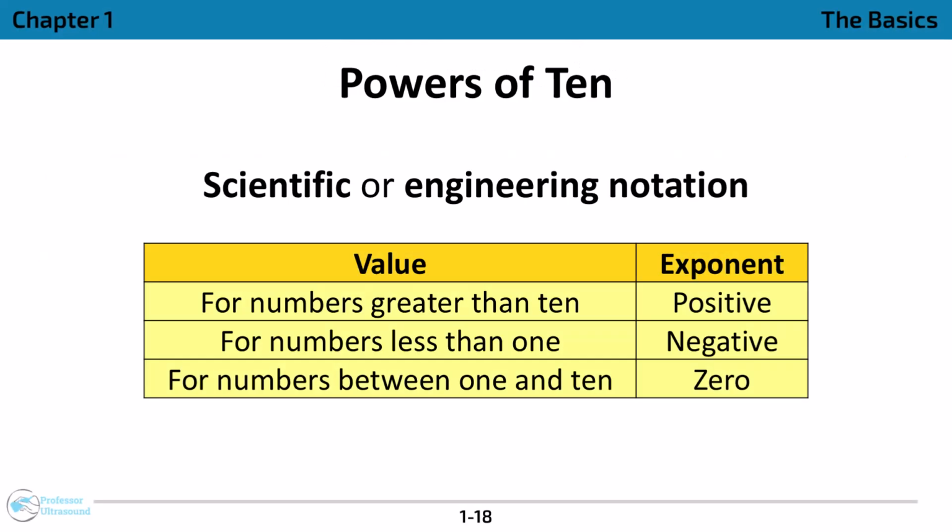Sometimes we work with numbers that are incredibly large or incredibly small. Writing all those zeros is inconvenient and increases the chance of mistakes. That's where scientific notation becomes extremely useful. Numbers greater than 10 use positive powers of 10. Numbers smaller than 1 use negative powers, and numbers between 1 and 10 simply have an exponent of 0.